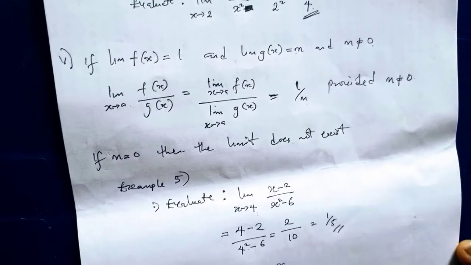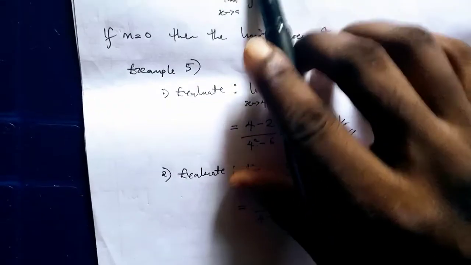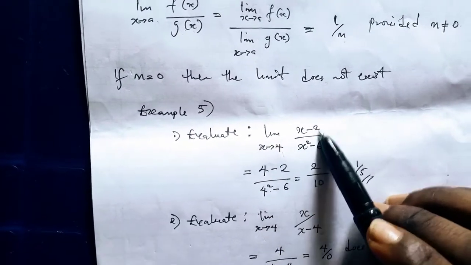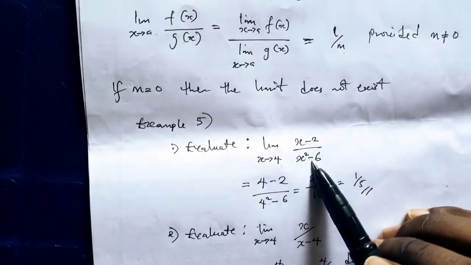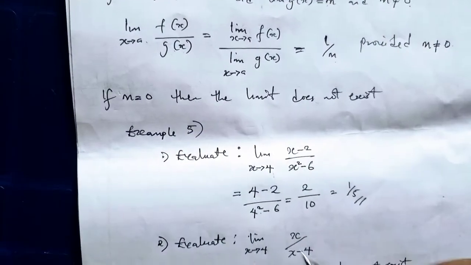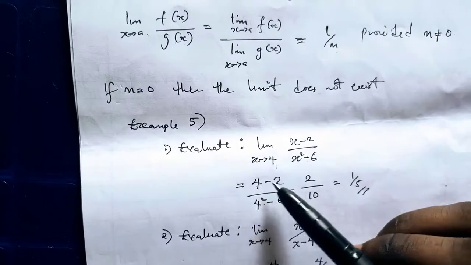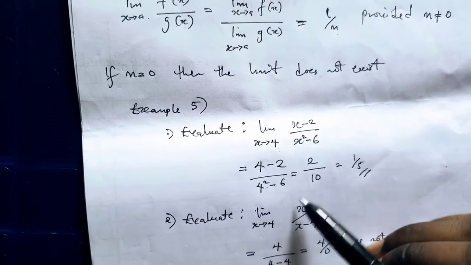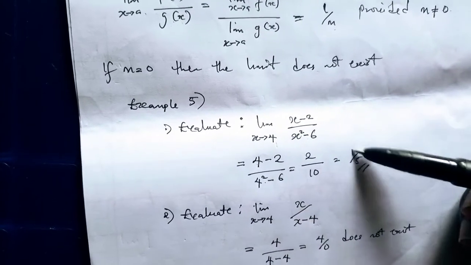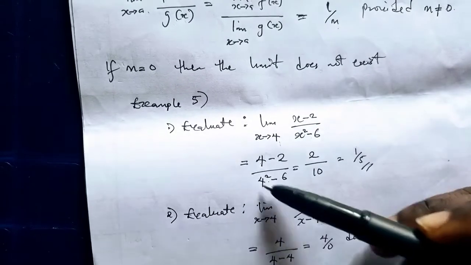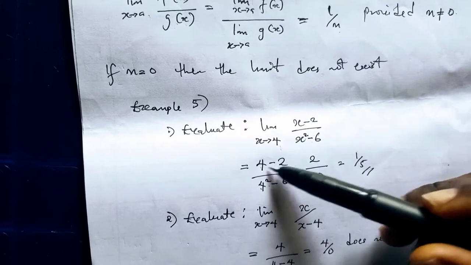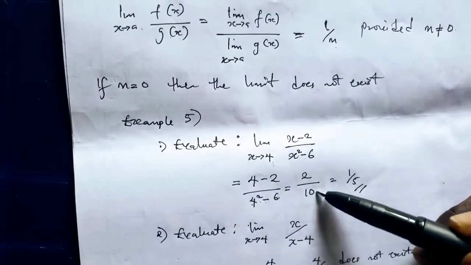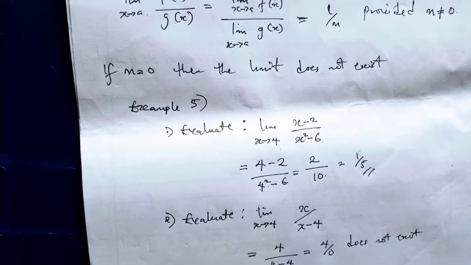Now, I have an example to illustrate this particular theorem, which is: evaluate the limit of x minus 2 divided by x squared minus 6 as x approaches 4. Now we replace our x with 4, which you can see here: 4 minus 2 divided by 4 squared minus 6. 4 minus 2 is 2, while 4 squared is 16, and 16 minus 6 is 10, and our answer is 1 over 5.